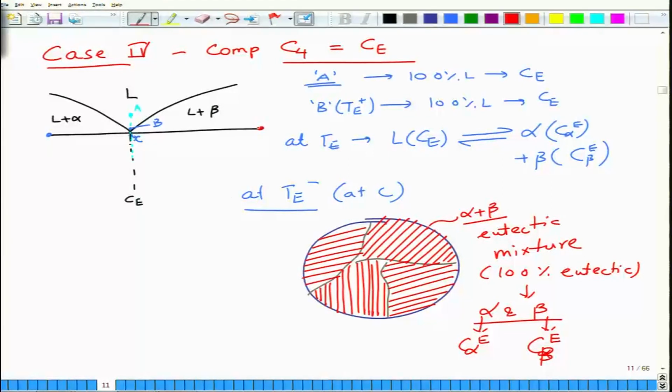So we will do the exercise. This is C alpha E, this is C beta E, and this is C E. The proportions can be found by applying the lever rule. So this is how the microstructure evolves.